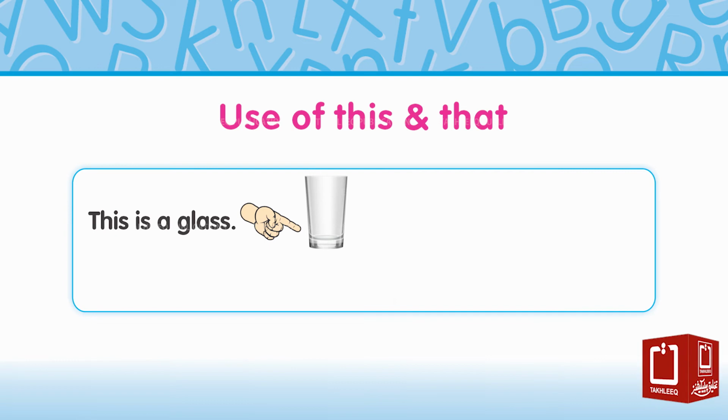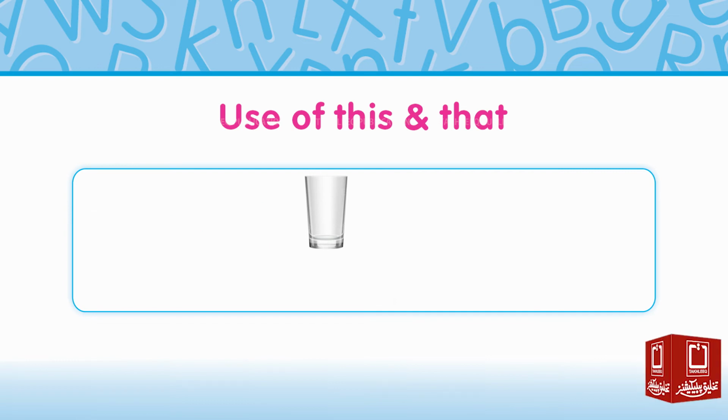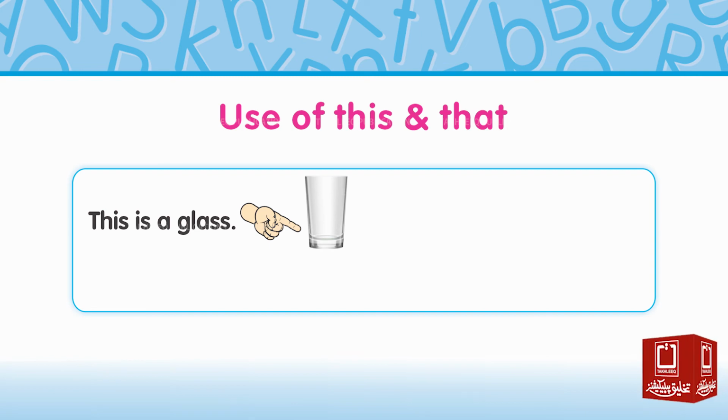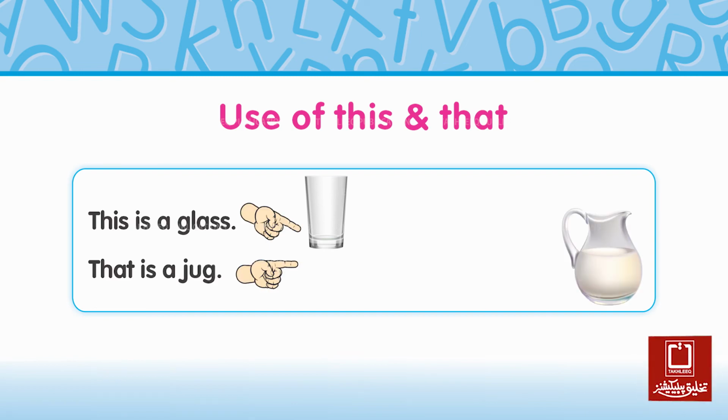This is a glass. ये एक ग्लास है. This is a glass. That is a jug. वो एक जग है. That is a jug.